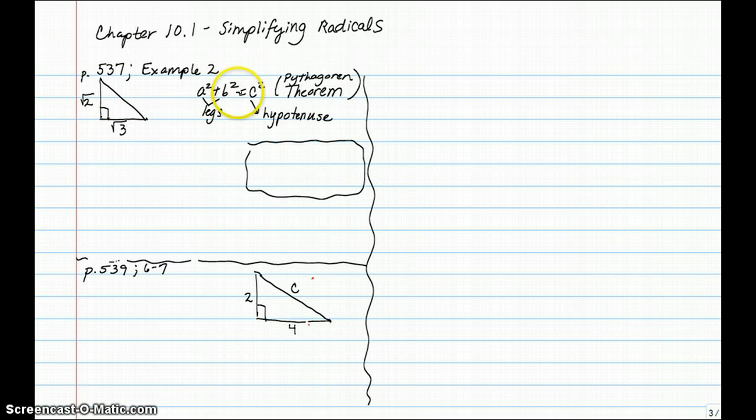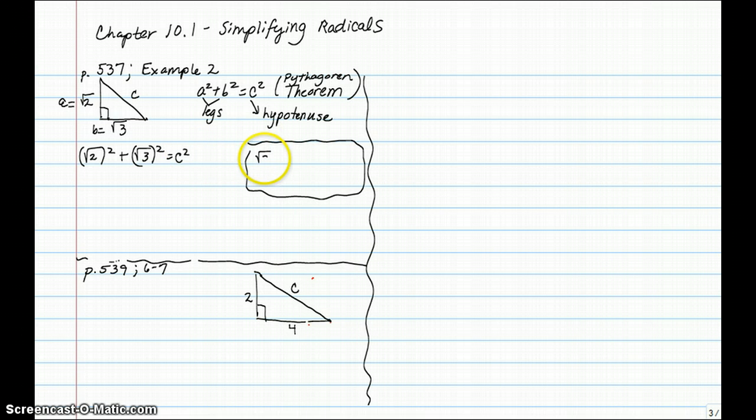So we have a squared plus b squared equals c squared. That's the Pythagorean theorem. A and b are the legs. Now typically the vertical leg will be a and the horizontal leg will be b. C is always the hypotenuse. So a squared is going to be the square root of 2 squared plus b squared, which will be the square root of 3 squared equals c squared.